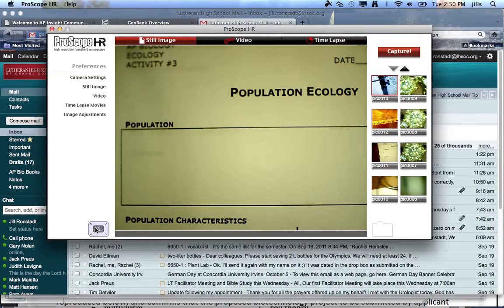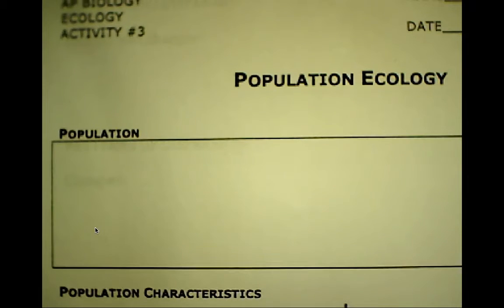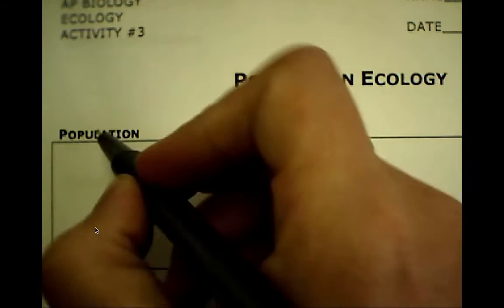Population ecology. And this probably is one of the hardest sections of ecology for most people, just because there's a lot of graphs and analyzing graphs. So let's just redefine what a population is.